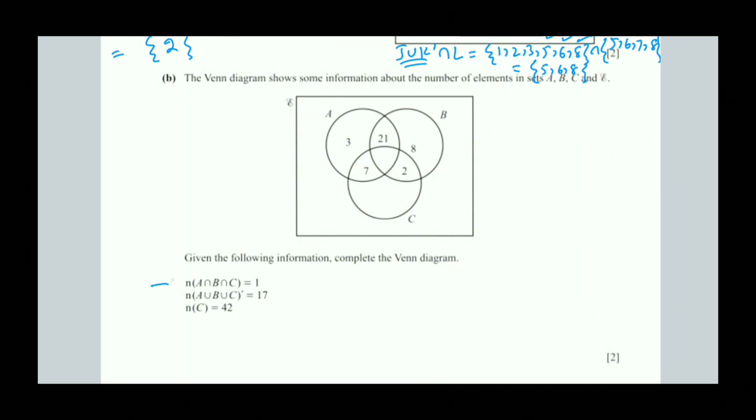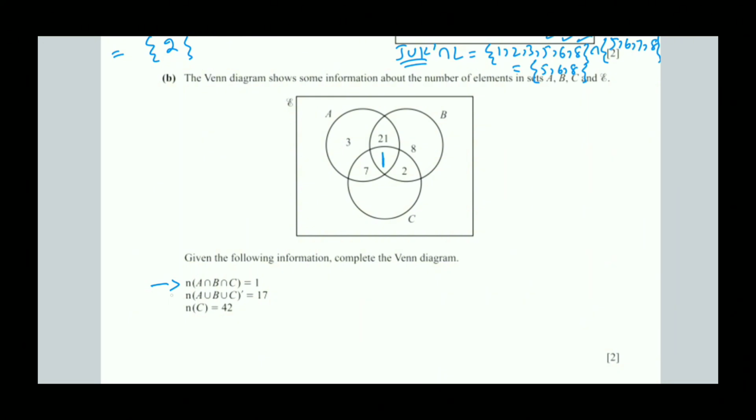n(A intersection B intersection C) means the number of elements in A intersection B intersection C. This is the part of the intersection of the three sets. This is the common part of all three sets. So this means the common part of A, B and C. So the answer will be 1. 1 will be written here.